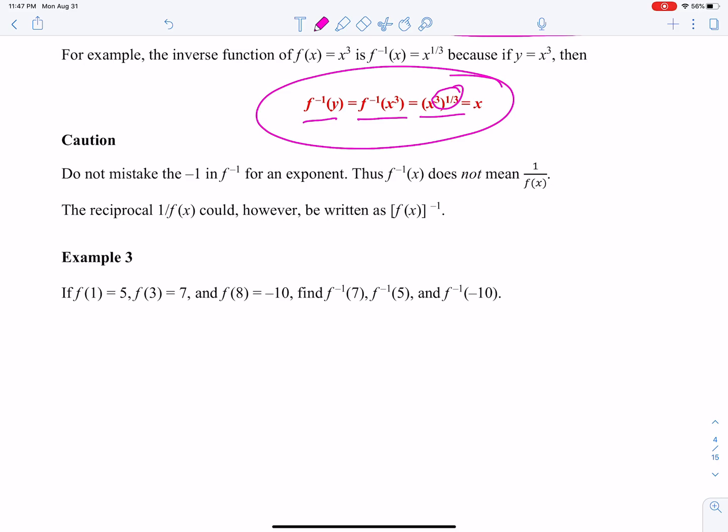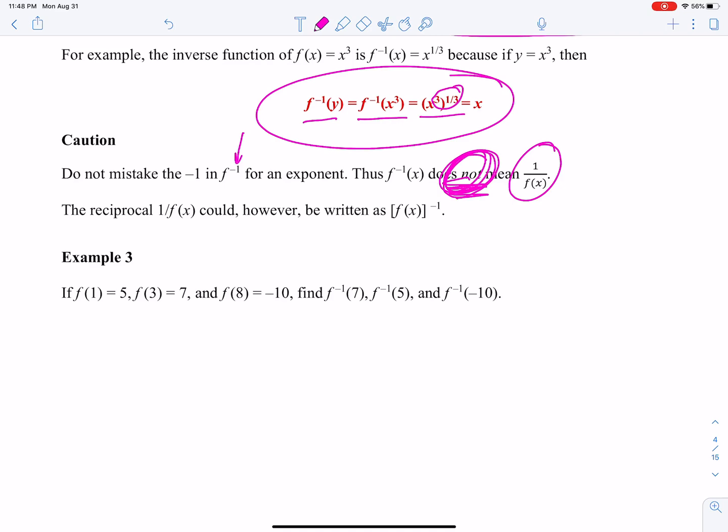Caution, don't mistake this -1. In other words, this thing right here, that's not an exponent when it's attached to a function, okay? It does not, this is important, does not mean reciprocal. So if you see f to the -1 power, I'm using air quotes here, you just can't see me, that's not the -1 power, that's f inverse, okay?